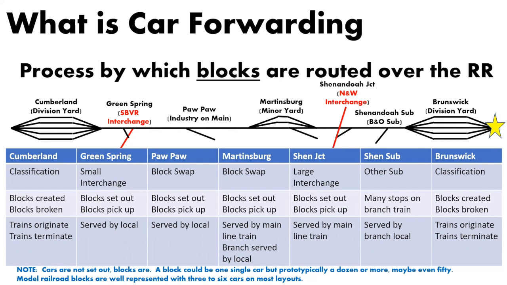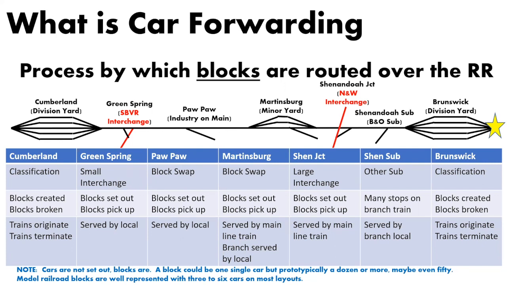So what we're going to use as an example here is my personal layout, the east end of the Cumberland subdivision. I've made a little graphic here that shows the Cumberland yard and the Brunswick yard are the two major yards on my layout. They're both division yards, and that's where all of the classification happens. That is where blocks are created and blocks are broken. It's also where trains terminate and originate from.